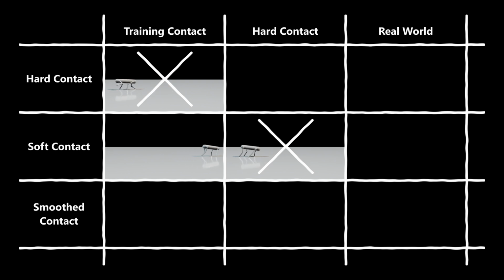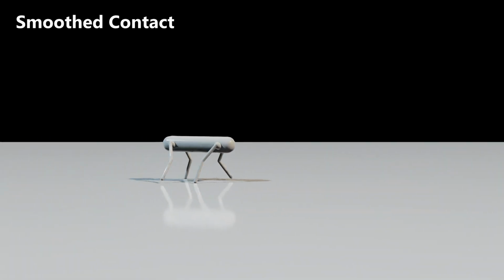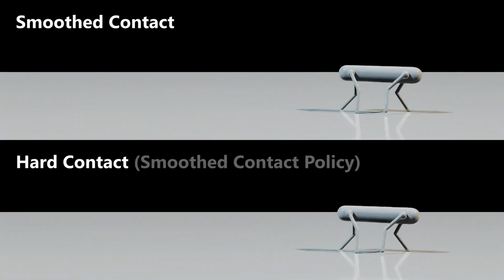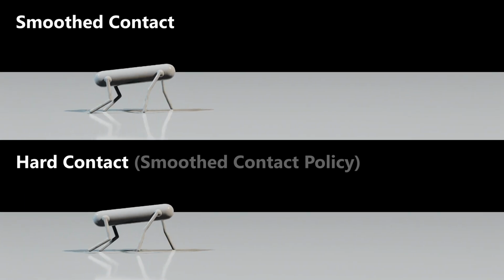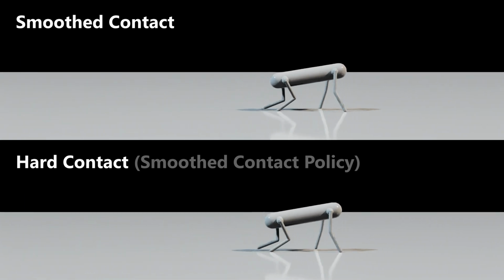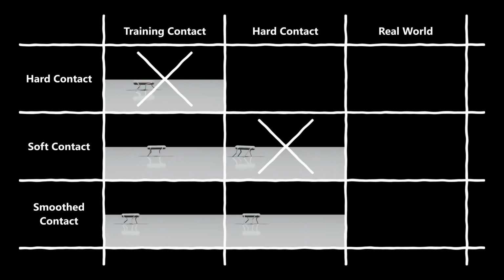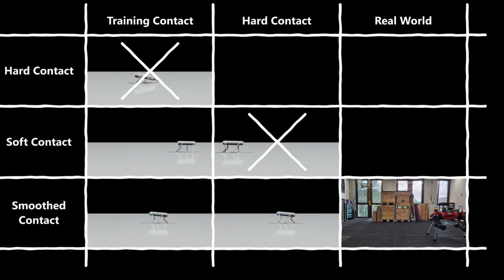Training with the proposed smooth contact model results in effective locomotion gaits while transferring to the hard contact simulation without any noticeable difference in behavior at the same time. With this, we are able to transfer a learned policy zero shot to the real world.